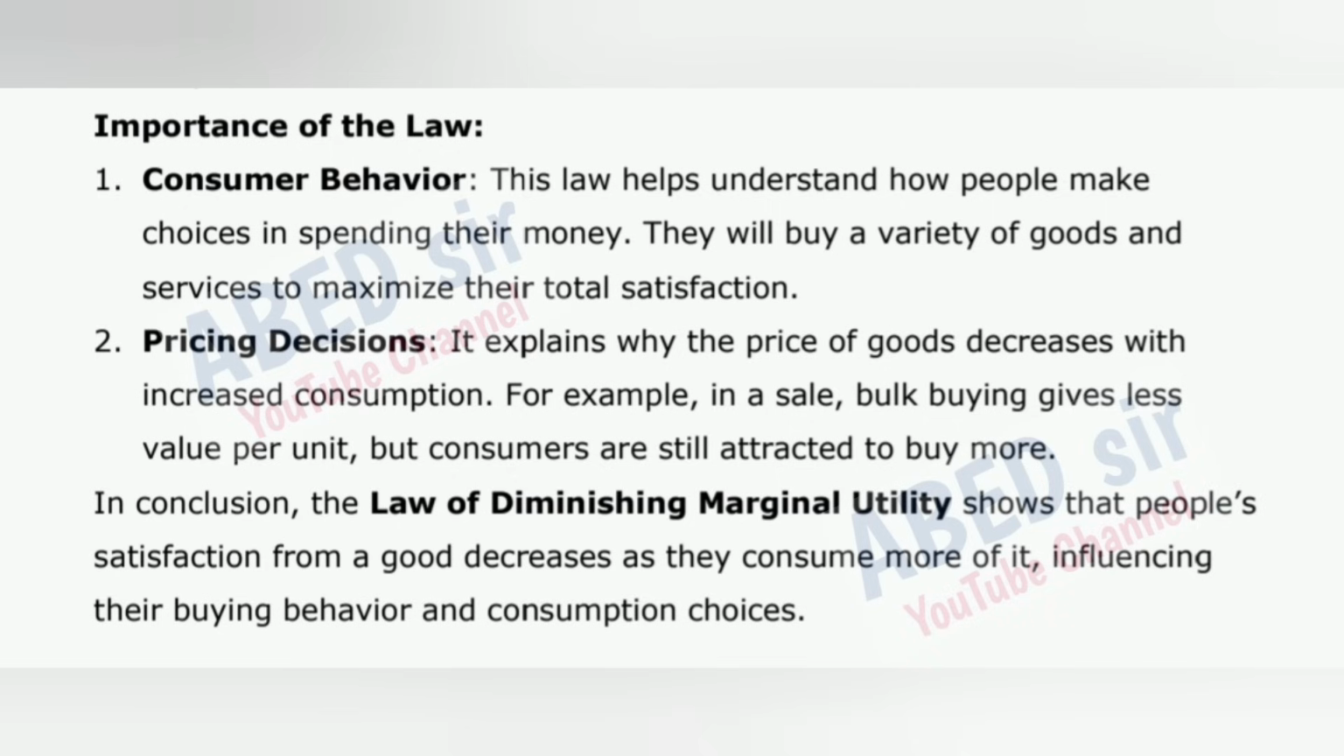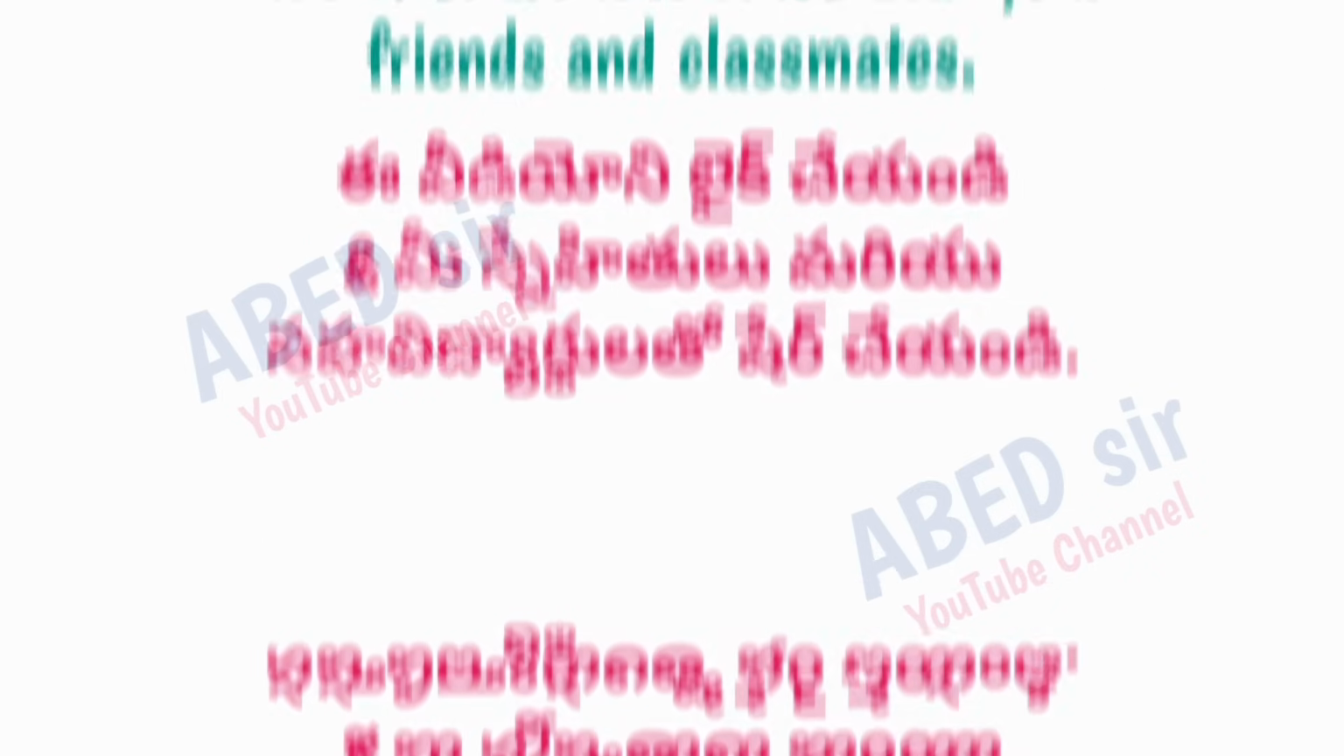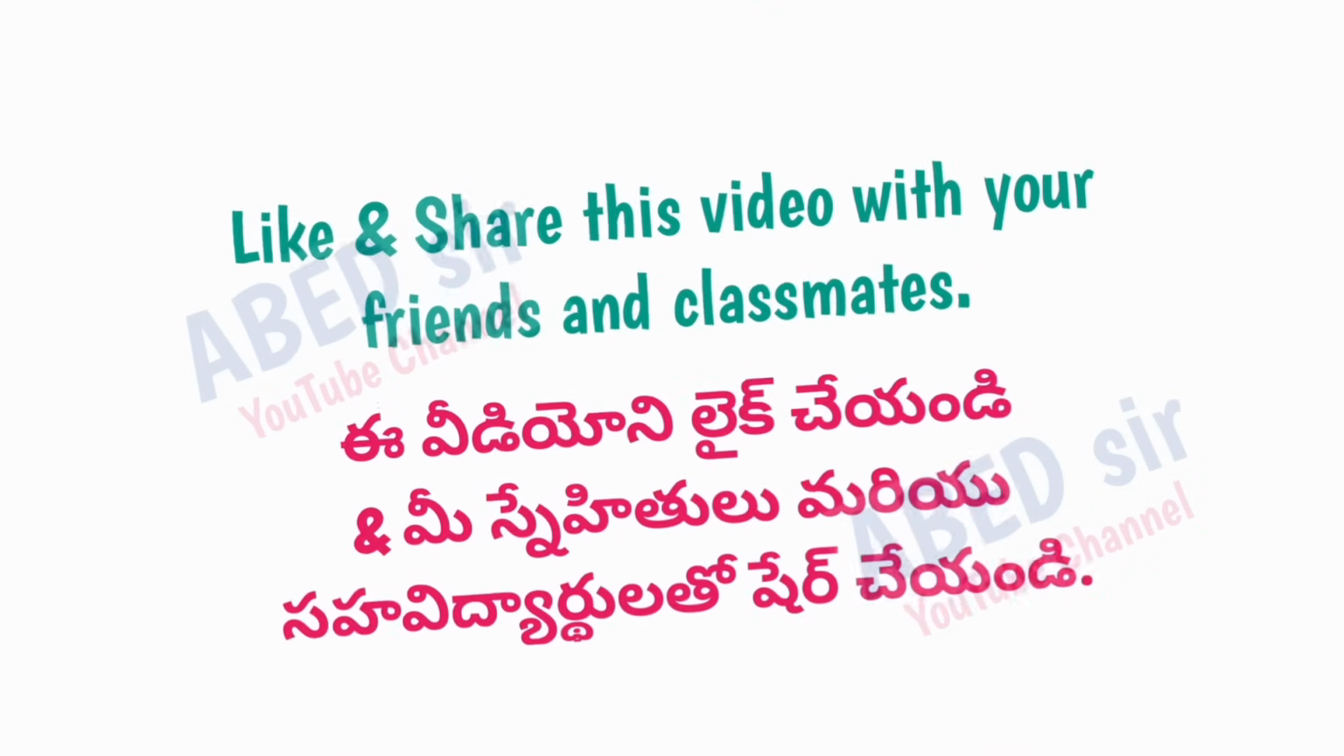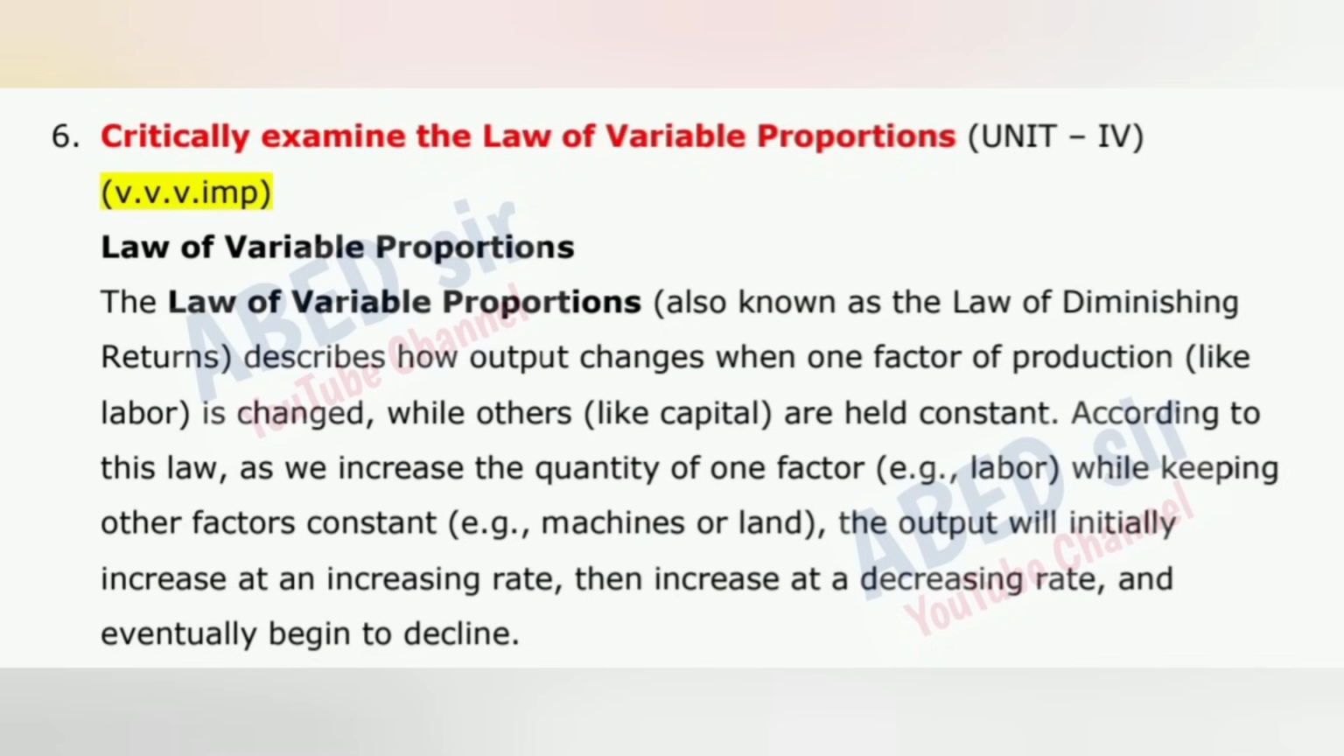In conclusion, the law of diminishing marginal utility shows that people's satisfaction from a good decreases as they consume more of it, influencing their buying behavior and consumption choices. Next important question is 6. Critically examine the law of variable proportions.